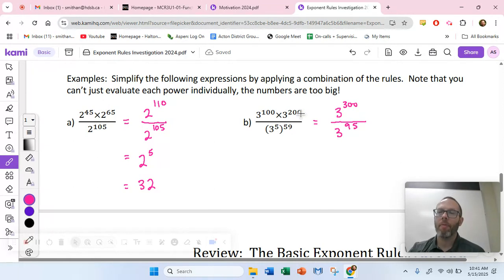So on the top, add the exponents: 3 to the power of 300. On the bottom, multiply the exponents: 3 to the power of 295. Now we can divide those two powers, subtract the exponents. If you did 1 to the power of 5, keep the base the same. Stop doing that. 3 to the power of 5, which is 243, I think I heard, right?